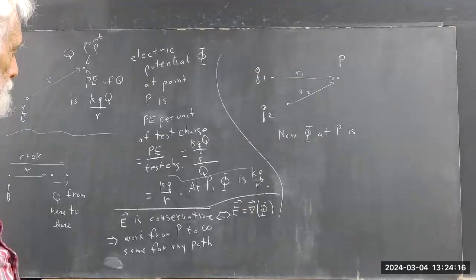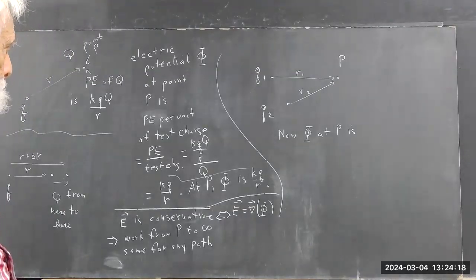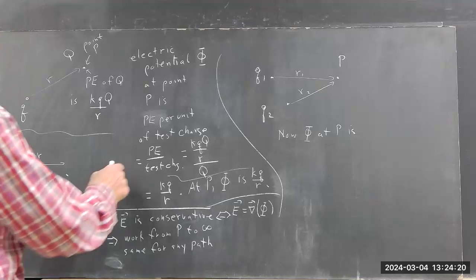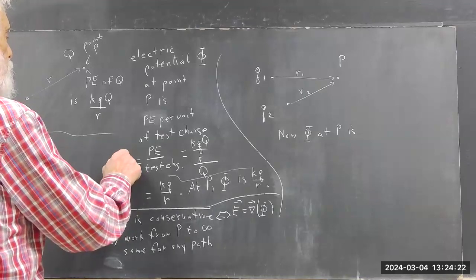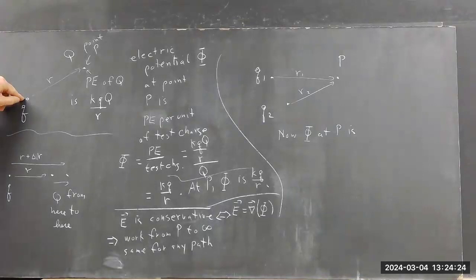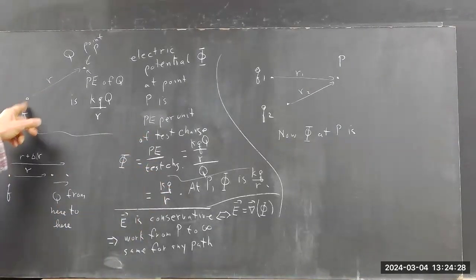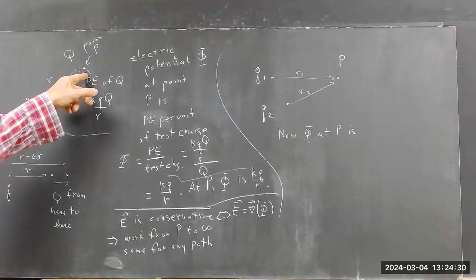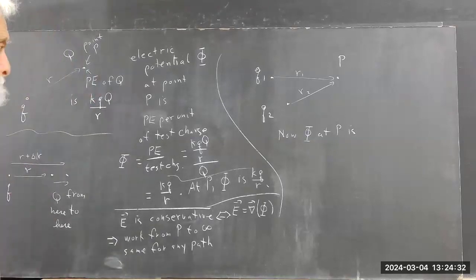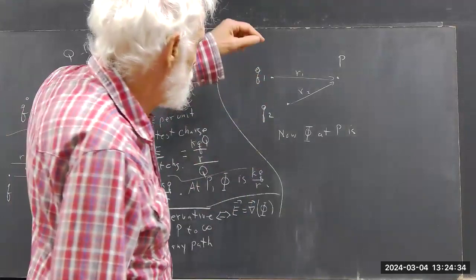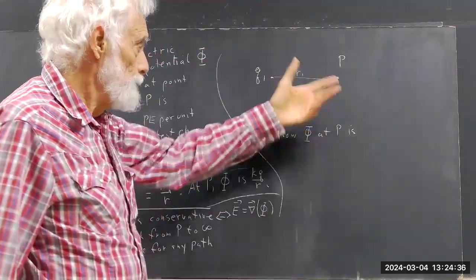We can then say that for the system consisting only of one discharge, phi is kQ over r, where r is the distance between the charge and the point P. All right, now we're up to the point of, okay, now we've got two charges. What's the potential?